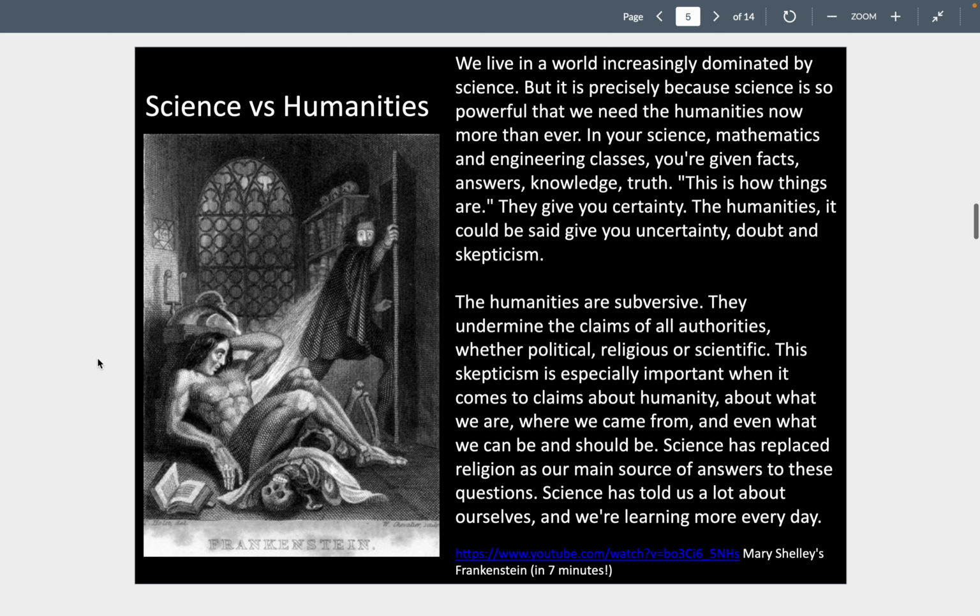This is an image from the book Frankenstein by Mary Shelley. If you're not familiar with it, I do have a kind of short video that explains it, but you may know it from seeing films or other ephemera. So, science versus the humanities. We live in a world increasingly dominated by science, but it is precisely because science is so powerful that we need the humanities now more than ever.